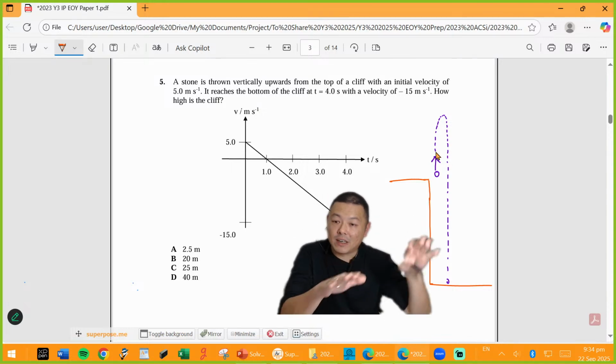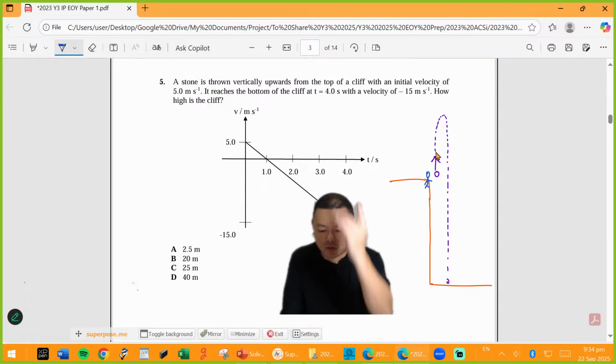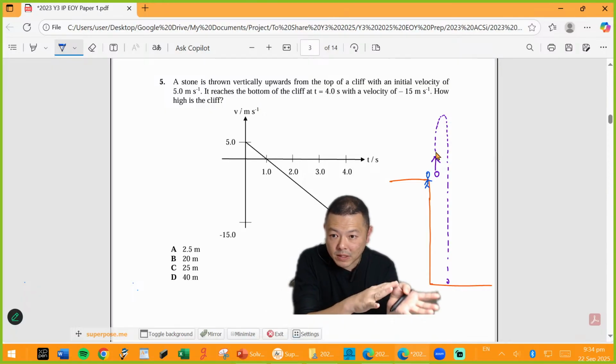So I'm just going to cut out the guy, and imagine that this guy is really small, and he's throwing the stone up like that. Okay. Our job is to find what? What are we supposed to find in this picture here?